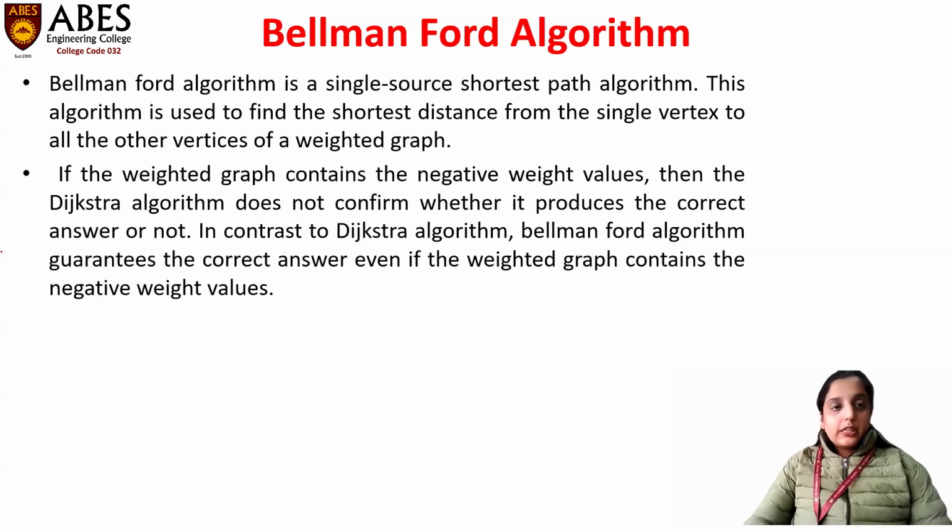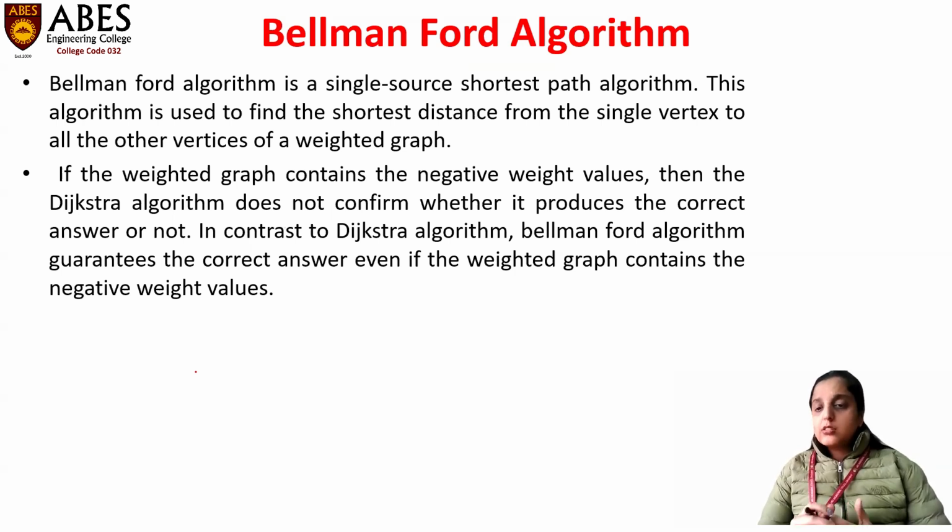As it is written on this particular slide, the Bellman-Ford algorithm is a single source shortest path algorithm. This algorithm is used to find the shortest distance from one source vertex to every other vertex. But this thing is also being done by Dijkstra's algorithm. So what's new with this Bellman-Ford? In the next point, it is written that if the weighted graph contains negative weight values, then the Dijkstra's algorithm does not confirm whether it produces the correct answer or not.